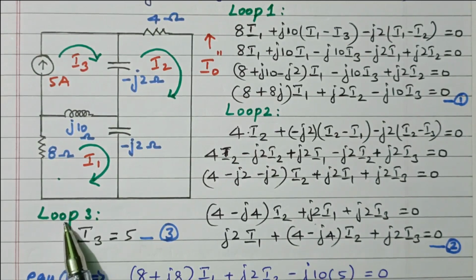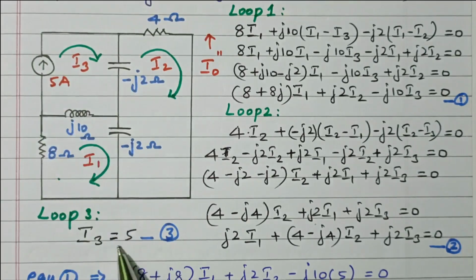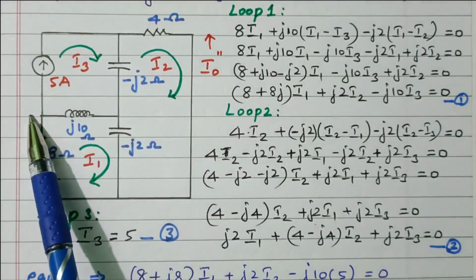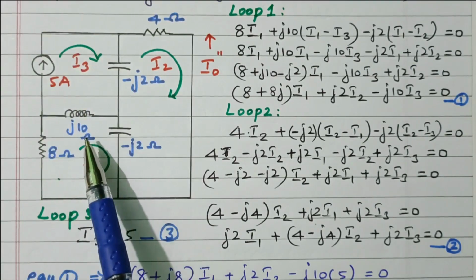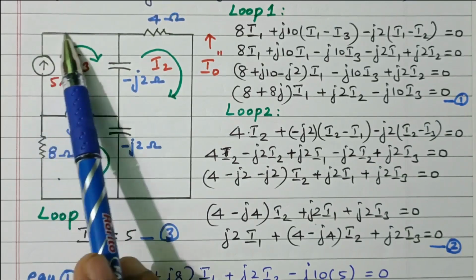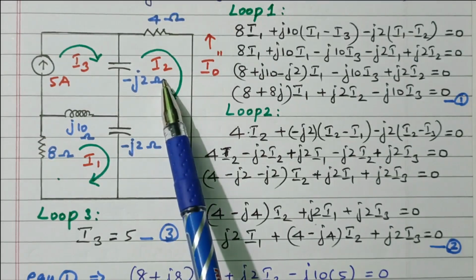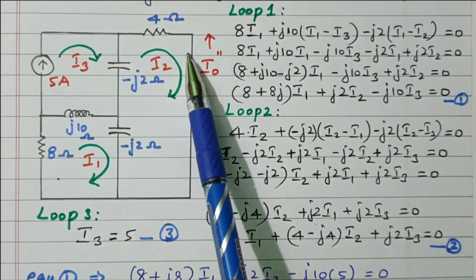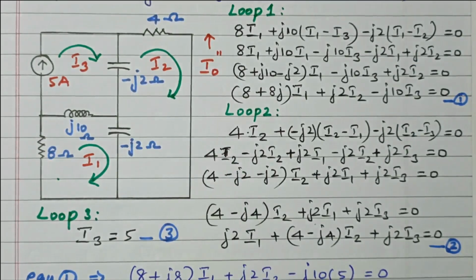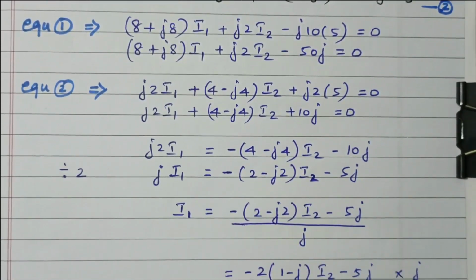In the loop 3, the third loop, a 5 ampere current source is available. So I3 equals 5. Directly we can write I3 equal to 5, no need to write the equation. If you write the equation, that also is no problem. Here one current source is there, so the current flowing through this loop is 5 ampere. Our aim is to find the I2 value, because I naught double dash is I2, the current flowing in this network. We can find it by simplifying the equations.